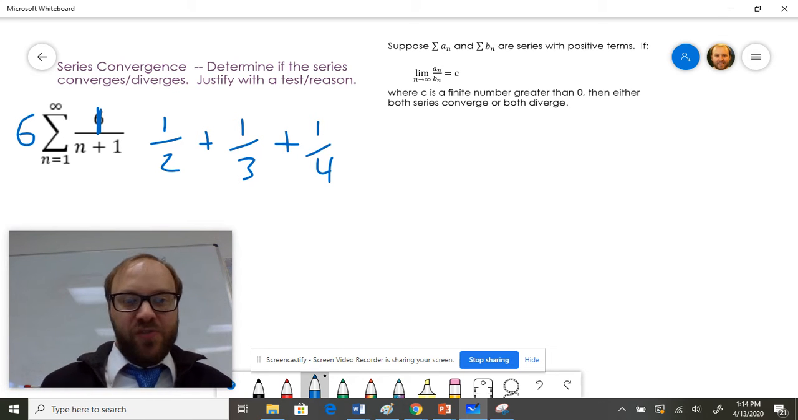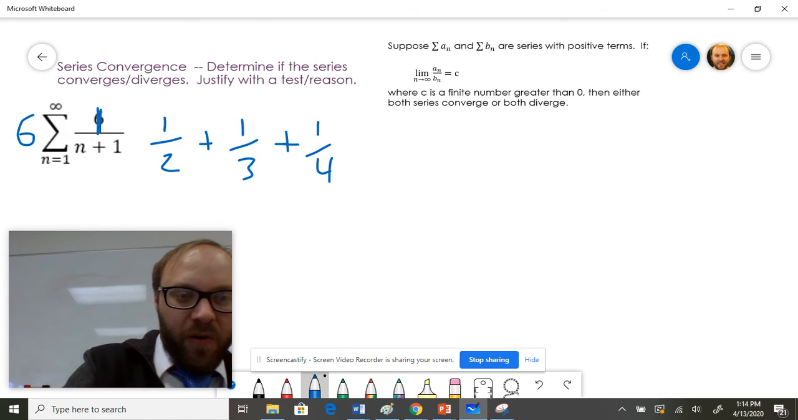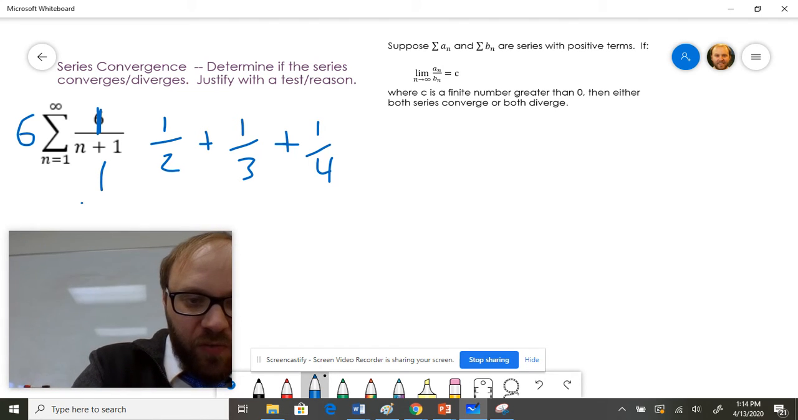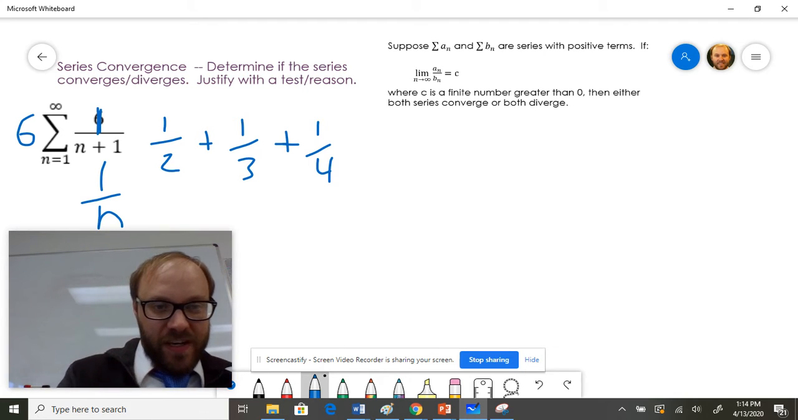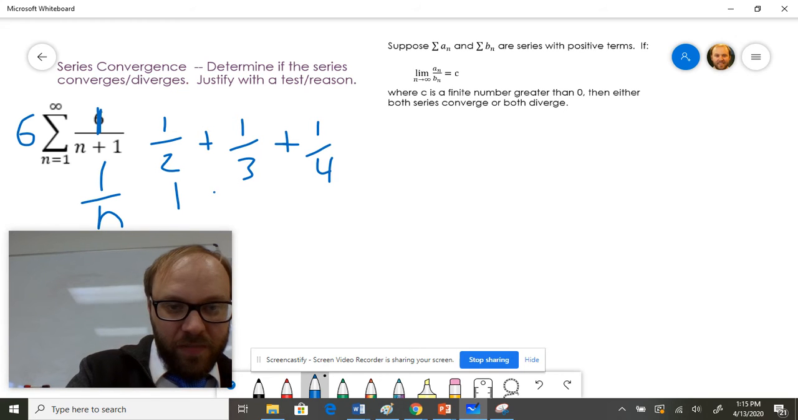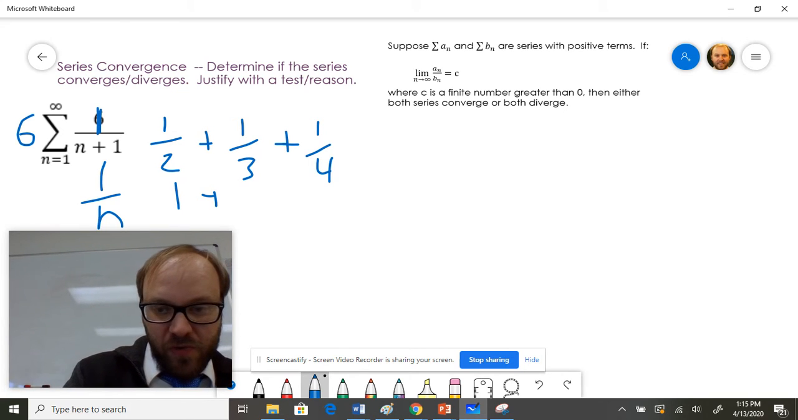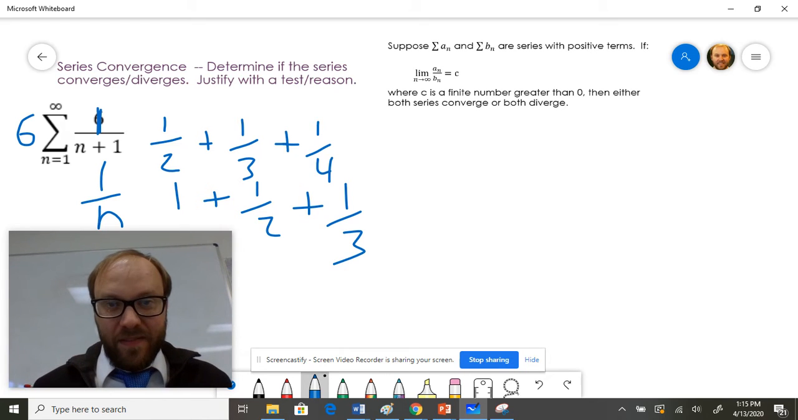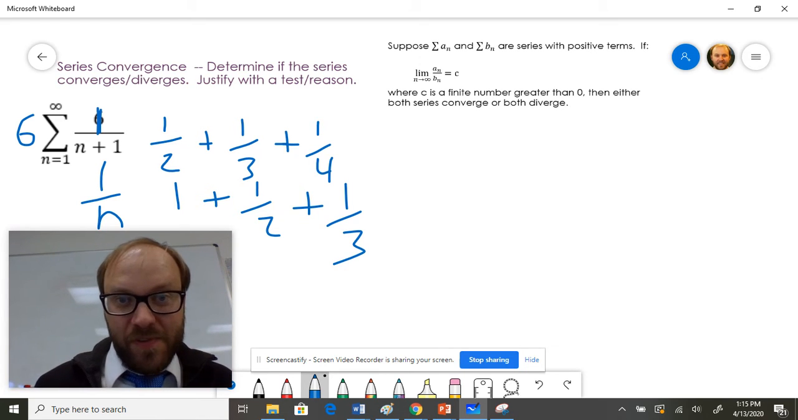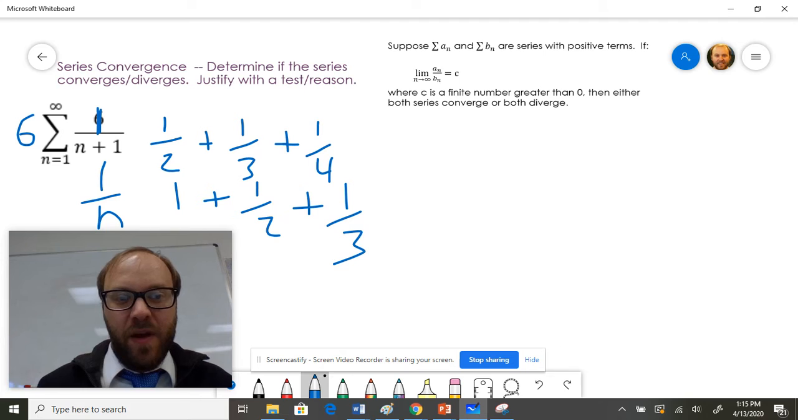All right, so this one, I see an n in the denominator, and I'm thinking, oh, I want to do a comparison to 1 over n, which of course is the harmonic series. And you can start substituting some values in here, and you get 1 over 1 plus 1 over 2 plus 1 over 3, and so on. And of course, you can see there that that looks a whole lot like a harmonic series, and the top series looks a whole lot like a harmonic series as well.